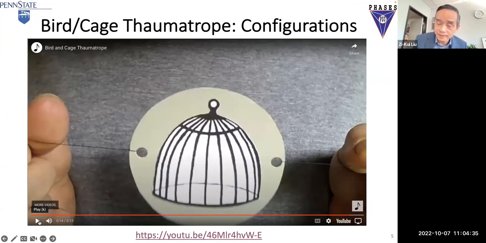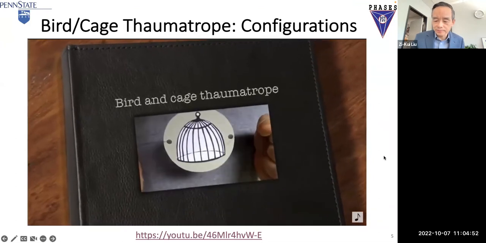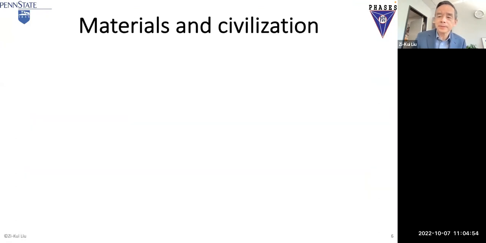But you do experiments, right? So you do something: if you spin it very slowly, you see the bird and the cage separately. If you spin fast enough, you see the bird in the cage. So both observations are right. That's what you observe. So that's actually what happened in science.